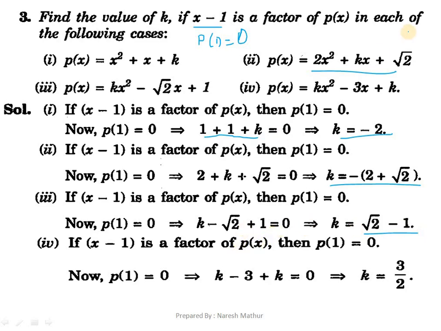Alright, and the last one, again check for the p of 1. P of 1 and equate it with the 0. So it will be 1, k minus 3 plus k. So we have k minus 3 plus k, 2k minus 3 equals to 0. The value of k would be 3 by 2. So I think these are the basic questions on the factor theorem, and these all questions are clear to you.